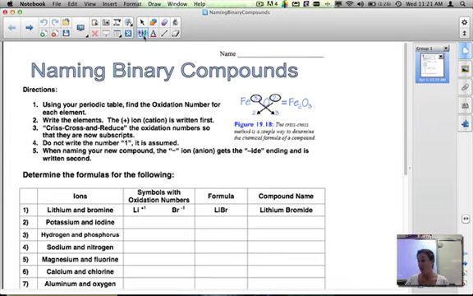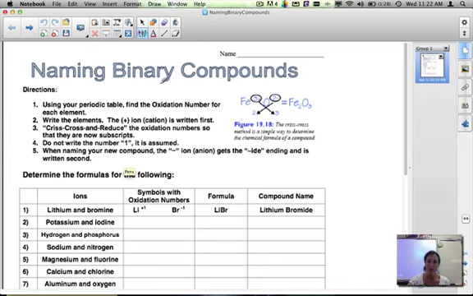Now the compound name. Direction 5, when naming your compound, the anion gets the IDE ending and is written second. So for example, looking at bromine, the anion always gets the ending of IDE. This is always true for binary compounds. Binary means 2 elements in the compound.